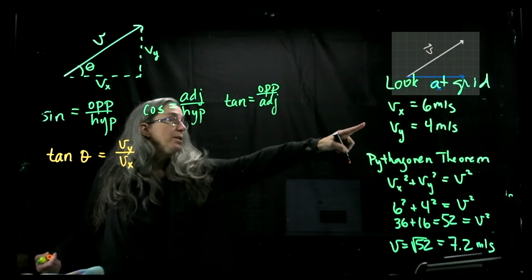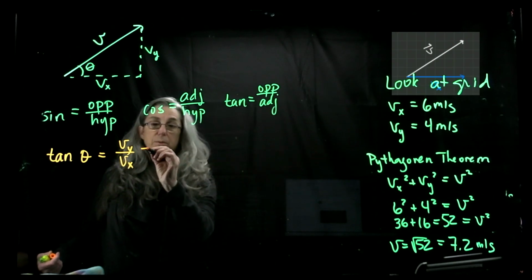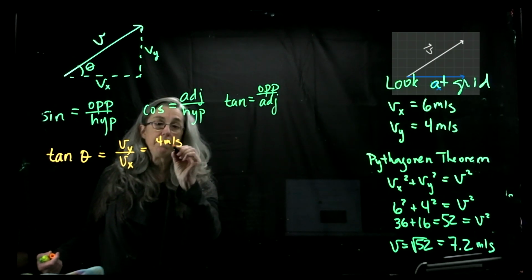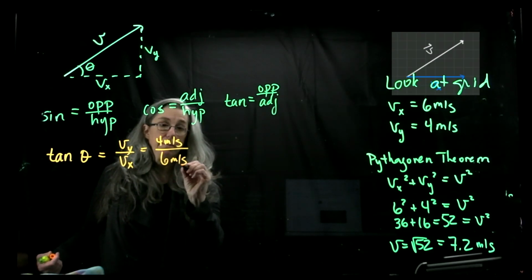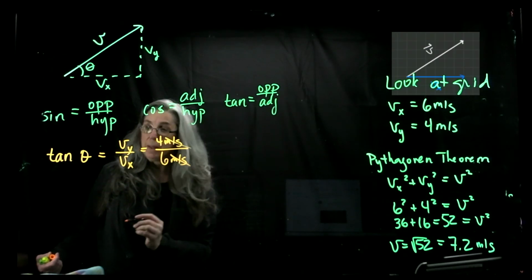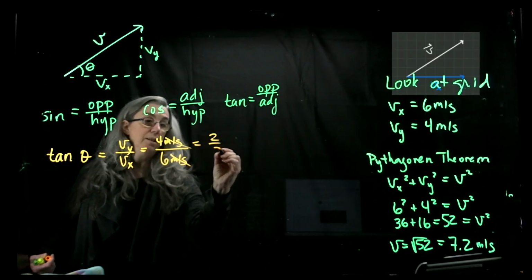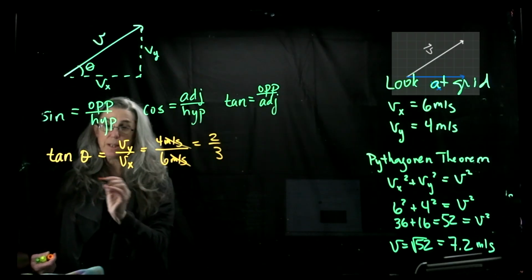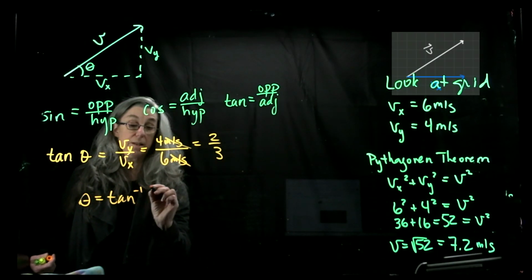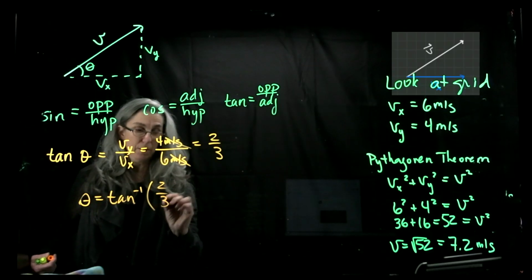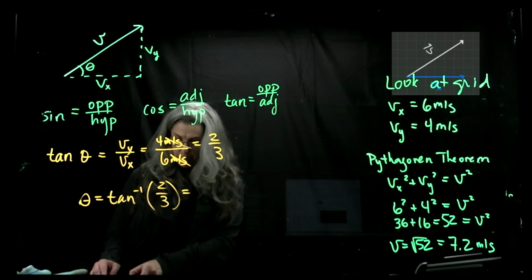We're still working on this same problem. Vy is 4 meters per second, and Vx is 6 meters per second. Units cancel, and that simplifies to 2/3. We can do the inverse tangent of both sides, and theta equals tangent to the -1 of 2/3. And you just plug that into a calculator.